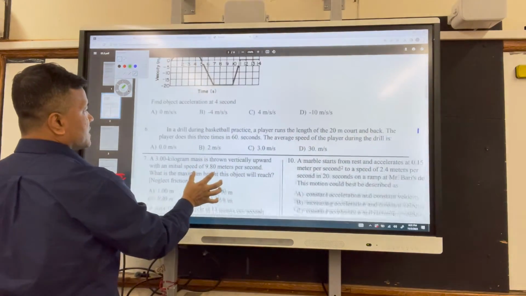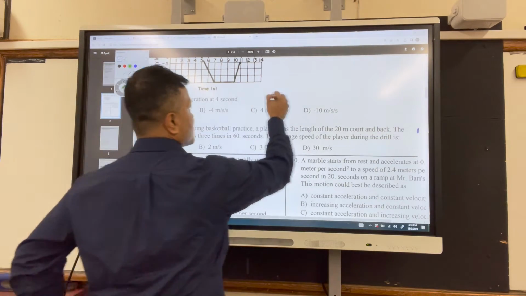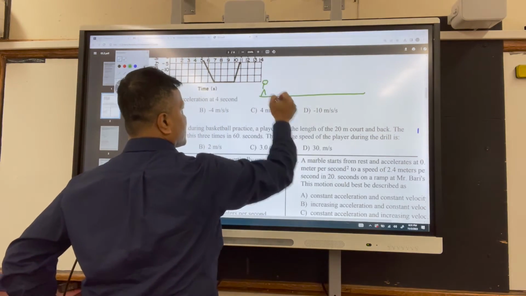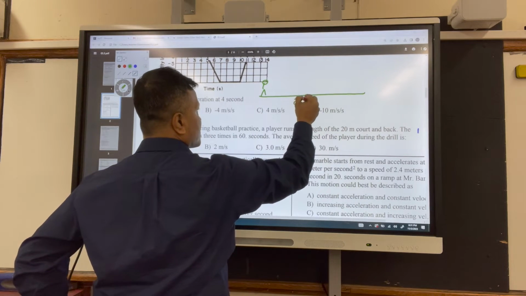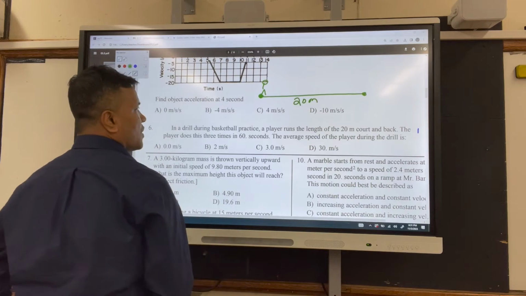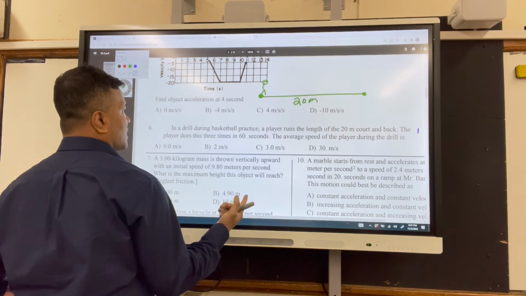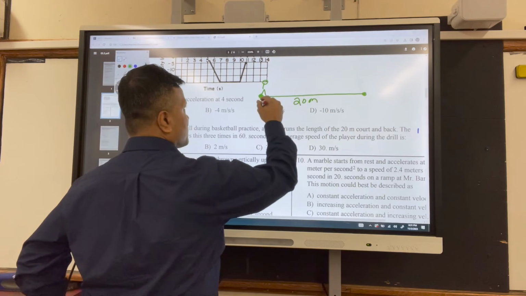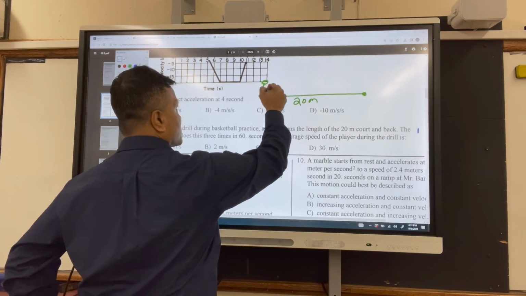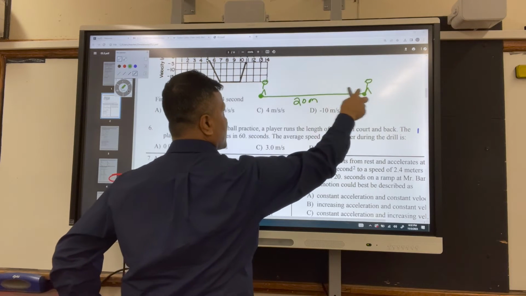Problem number 6. A basketball player moves 20 meters. So this is a basketball player, and this is 20 meters, from here to here. He moves back and forth 3 times. So he goes here and comes back here.